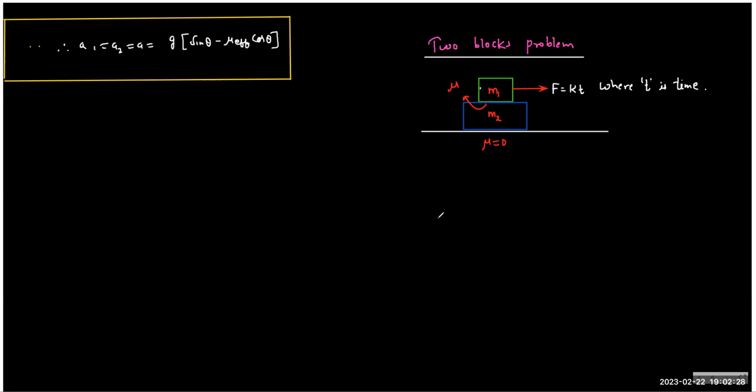Okay. So F equals kt, then what will happen? As time grows, the force will try to move the block M1. The driving force is acting on the upper block, so the upper block will try to move towards the right. So it will experience friction on the left, and that friction will have a reaction on M2 towards the right. So M2 will also try to move towards the right.